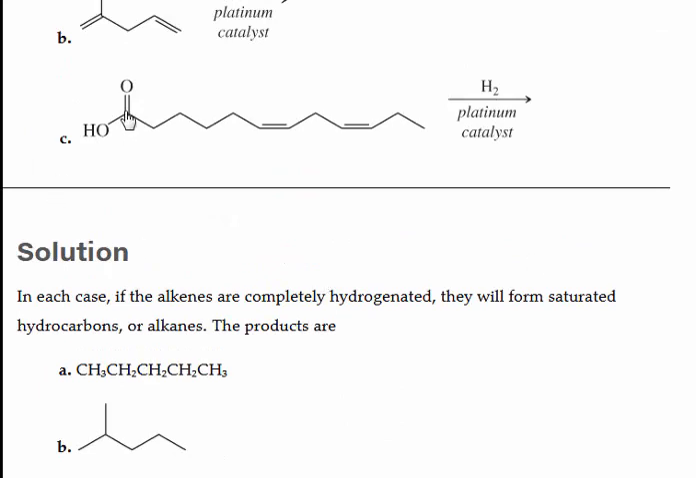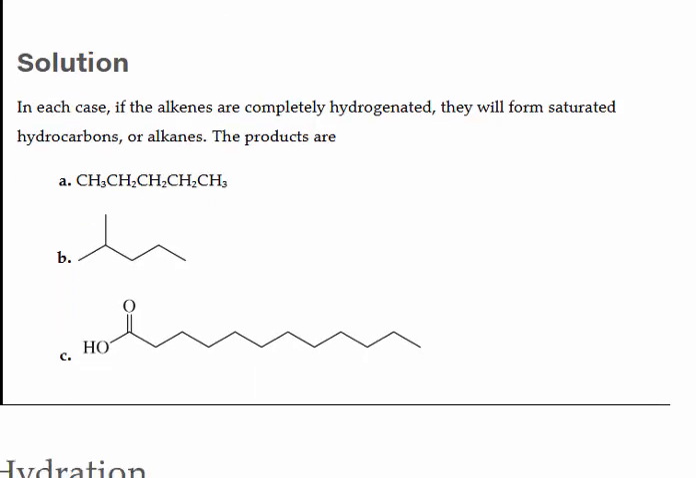In our alkene, we have 1, 2, 3, 4, 5, 6, 7, 8, 9, 10, 11, 12 carbon atoms, and it's the same in our saturated fatty acid. 1, 2, 3, 4, 5, 6, 7, 8, 9, 10, 11, 12.